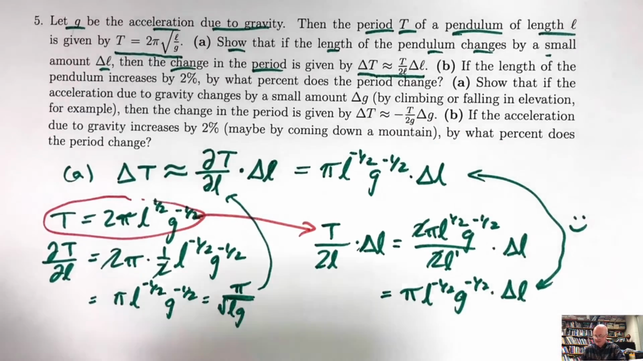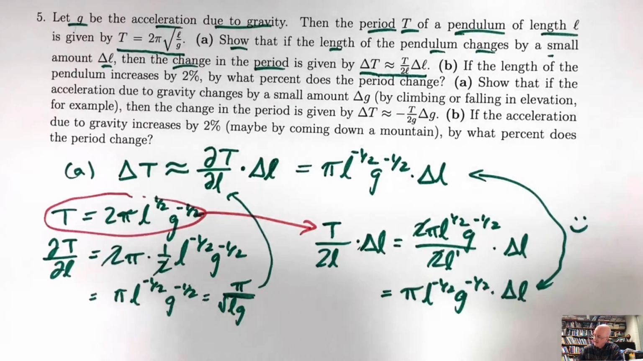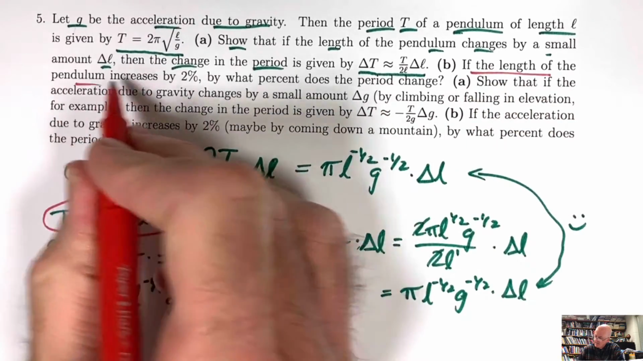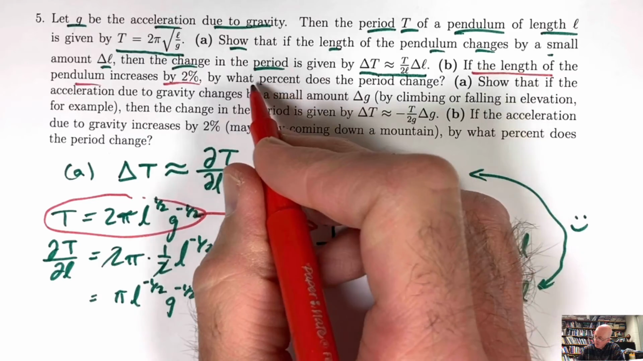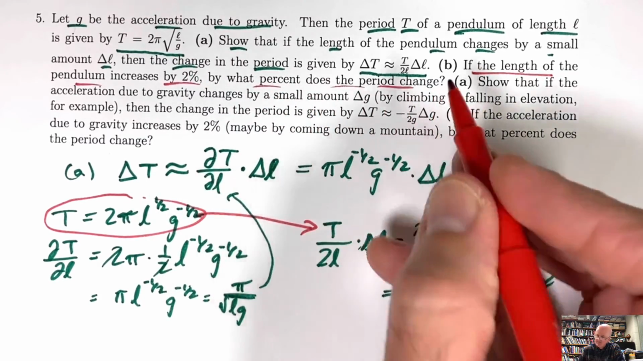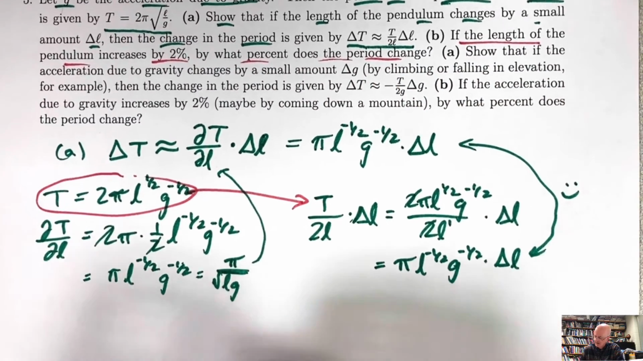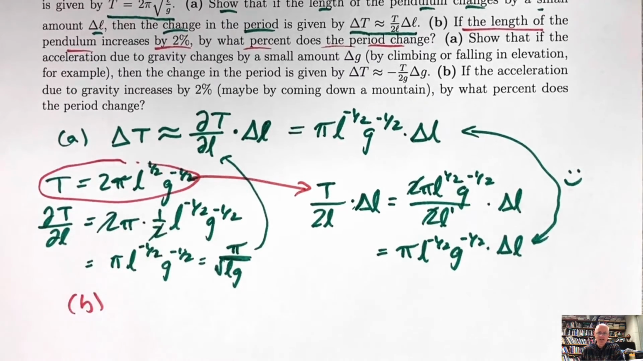Okay? So a lot of symbol pushing here. It does have meaning, and we can give it some meaning here based on part B. If the length of the pendulum increases by 2%, a small change, by what percent does the period change? This still seems kind of tricky. How in the world can we do this?